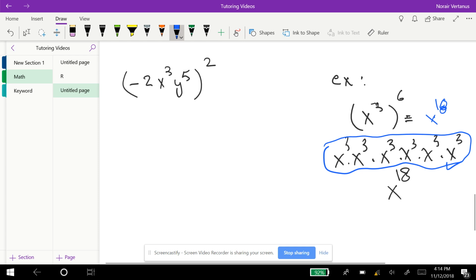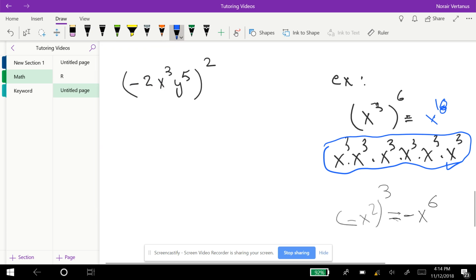Now, if there's a negative inside, negative x squared, all of that to the power of 3: negative to the third power means negative times negative times negative. When you have an odd number of negatives multiplied, it's negative. X squared to the third power, you multiply the powers: 2 times 3 is 6, so x to the power of 6.